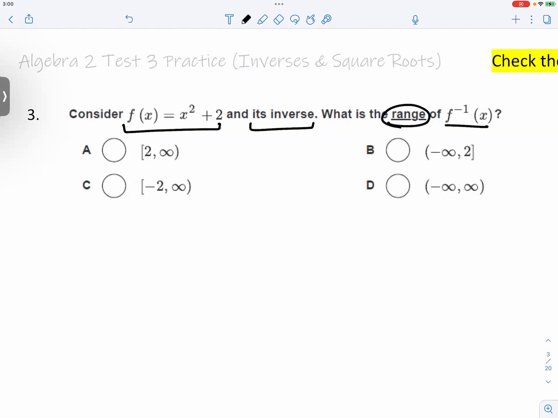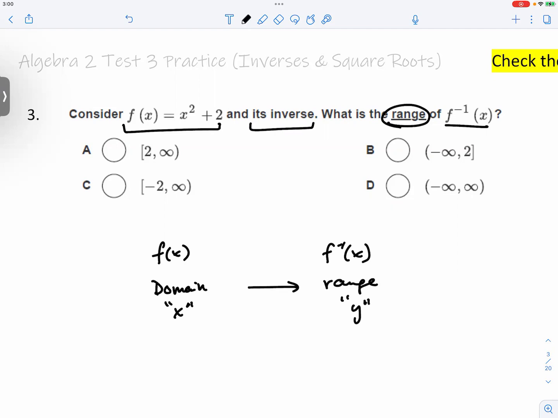Yes. But there's a better way to find the range of the inverse, because if you remember from the lesson, remember how we always do the switching x and y. So that means for the function, the domain of the function will become the range of the inverse, because we switch the x and the y. Remember, the domain is your x and the range is your y.